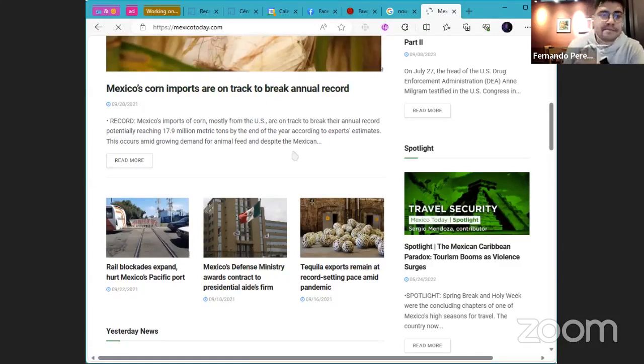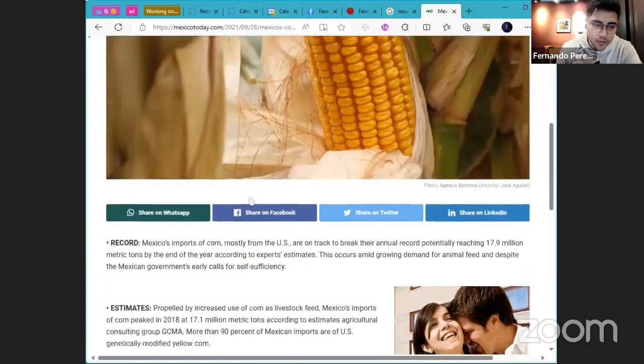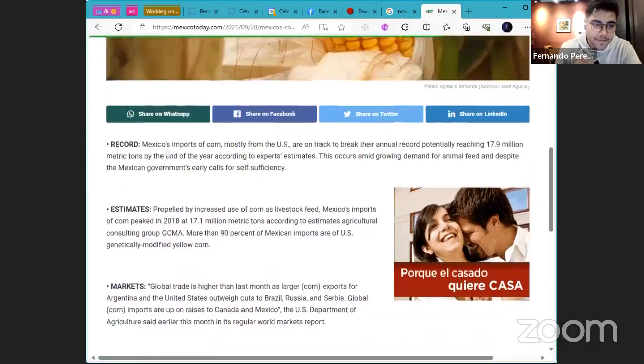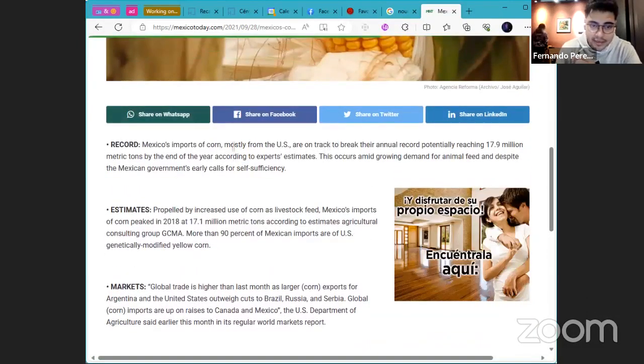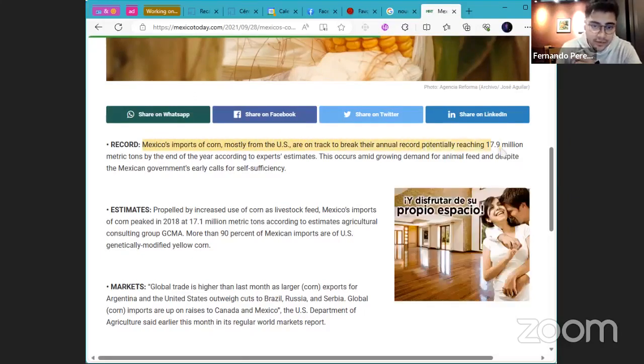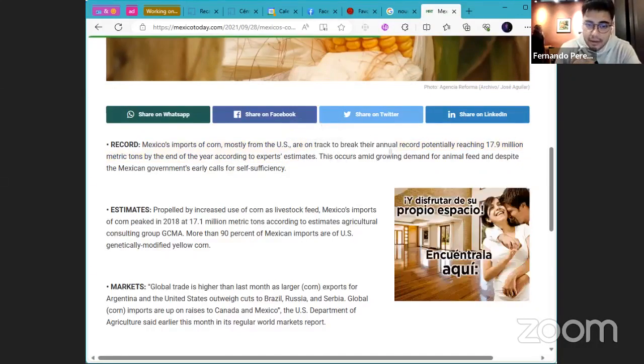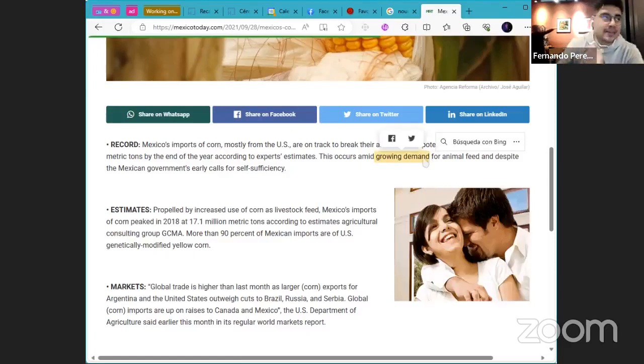Let's understand this. Mexico's corn imports are on track to break annual record. Let's read some of these sentences. Mexico's imports of corn, mostly from the US, are on track to break their annual record, potentially reaching 17.9 million metric tons by the end of the year, according to expert estimates. This, of course, has been growing demand. Growing demand. This is one example that we are talking about.